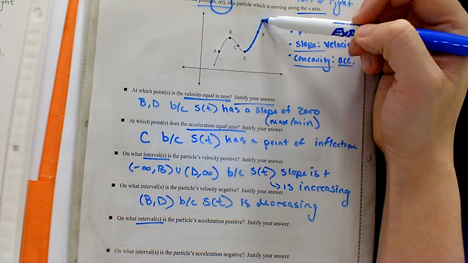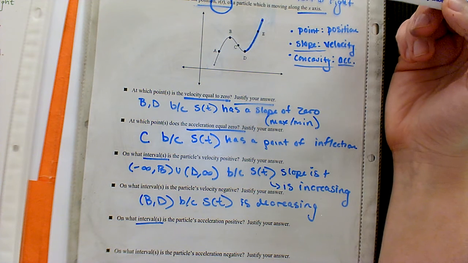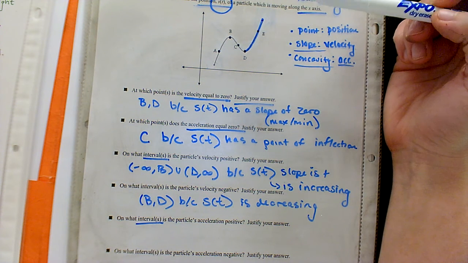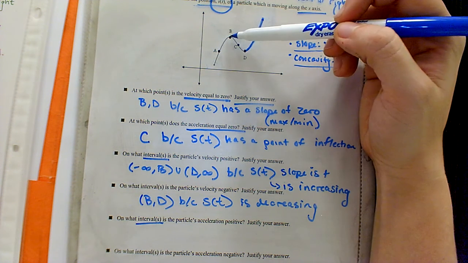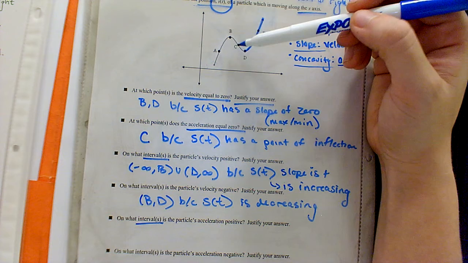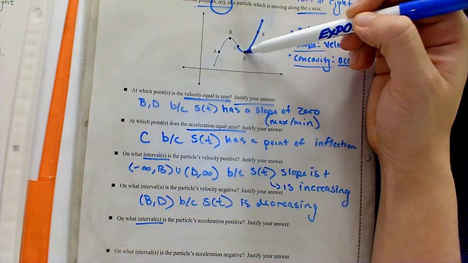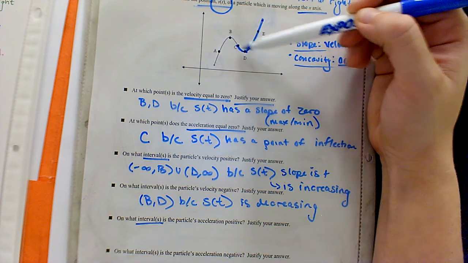Why here? That's good. That's part of it. It's not one of the ones where it's topping off, like negative infinity to B. That's decreasing slowly. Right. Slowly. Okay, we're going to include this little section in here too. Okay, from C to D.